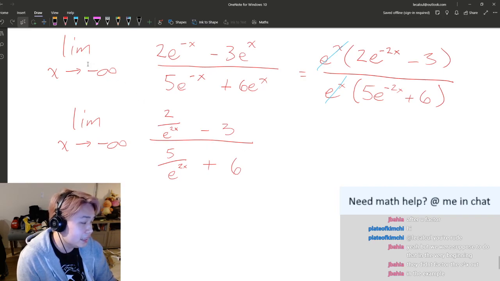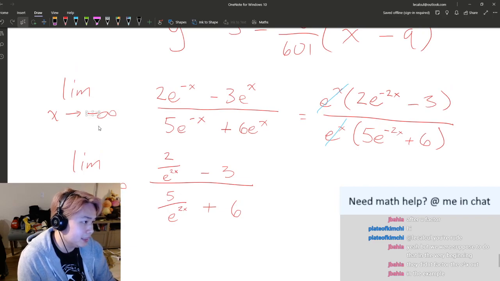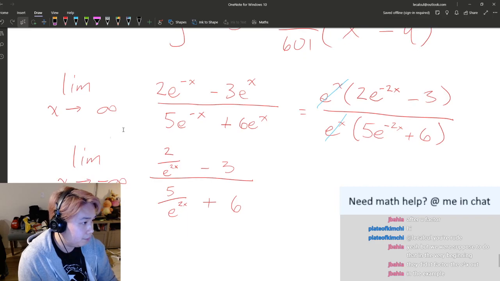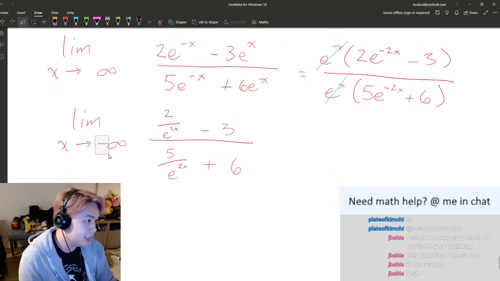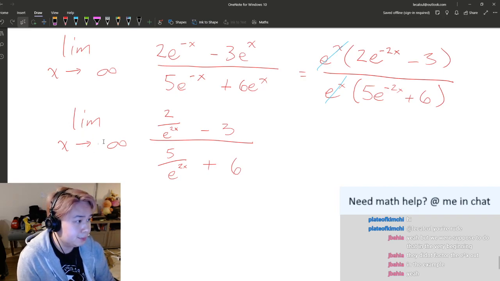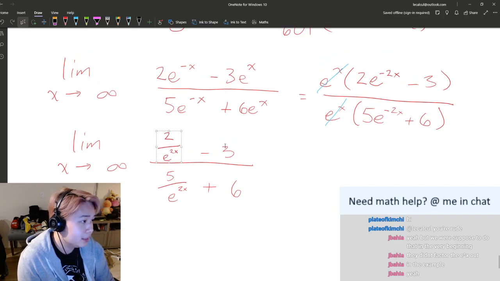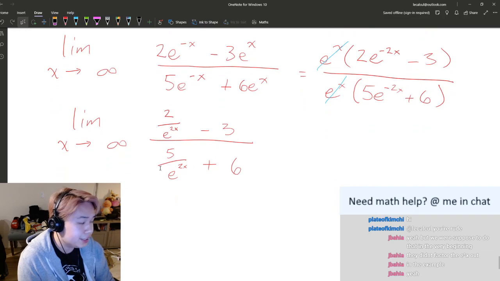So let me ask you something. In their example, is the limit positive infinity? Because if this question was positive infinity, then it works out. Because when you plug in positive infinity, then this just gets larger. So then the whole thing becomes 0.